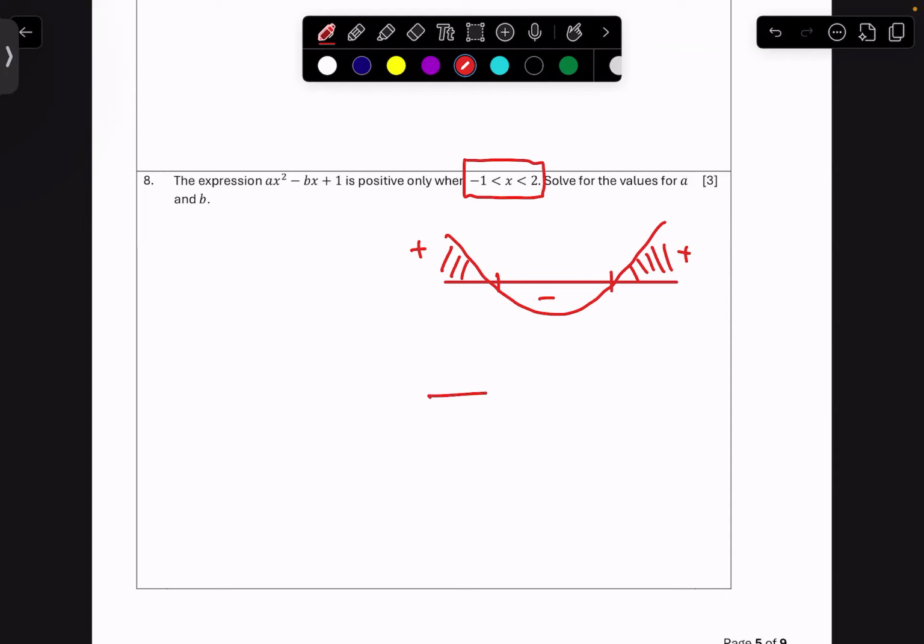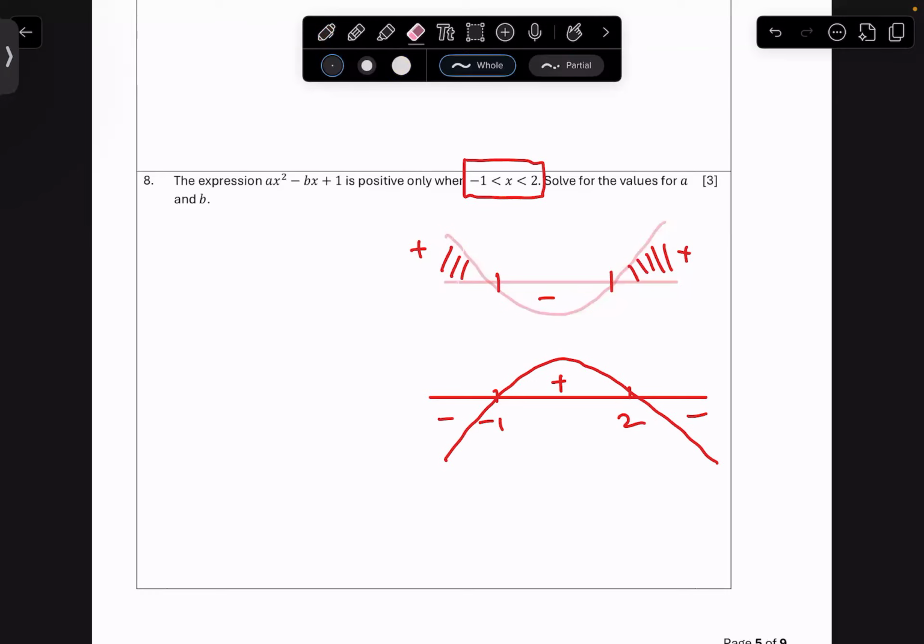The critical points are -1 and 2, but it is connected being positive, which means the scenario should be like this: negative, positive, negative, which means that this is actually a set phase. This graph is a set phase because the positive portion is at a connected range. This is the first thing that you must be able to establish.